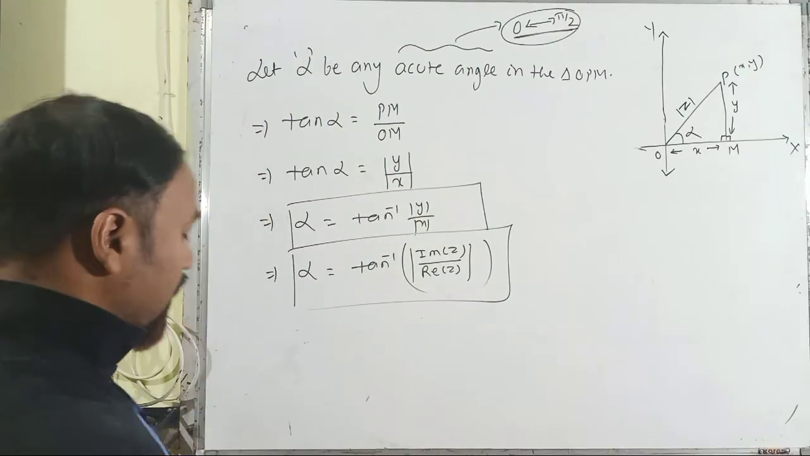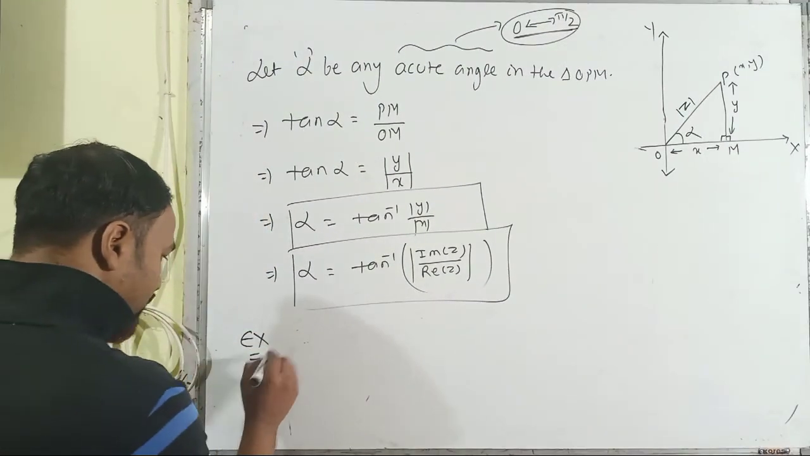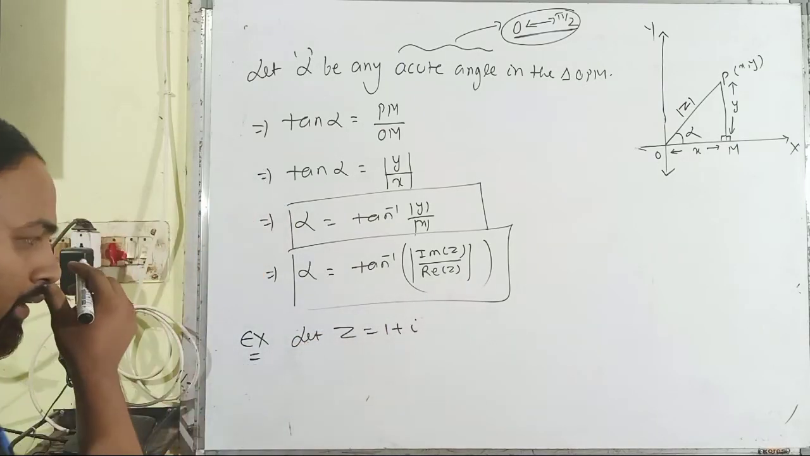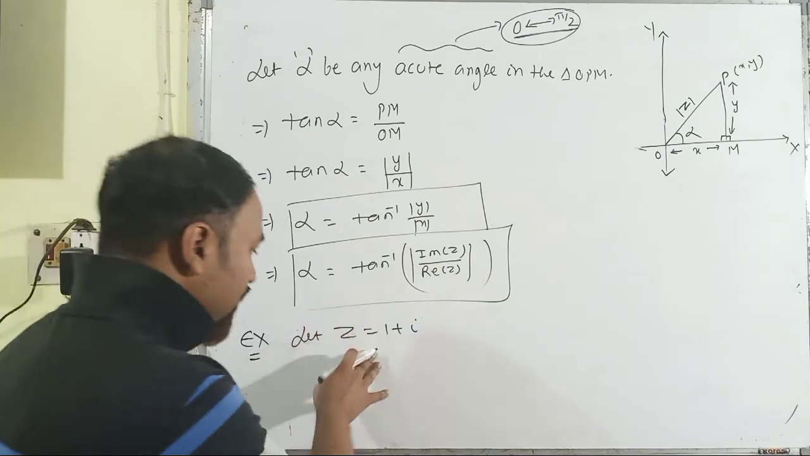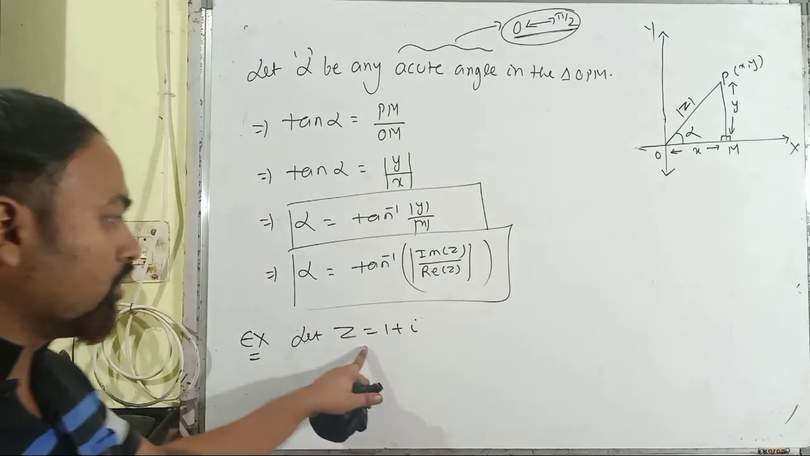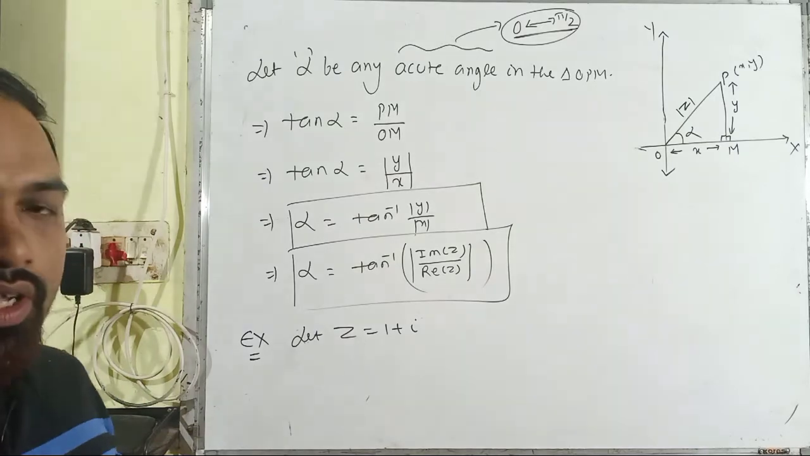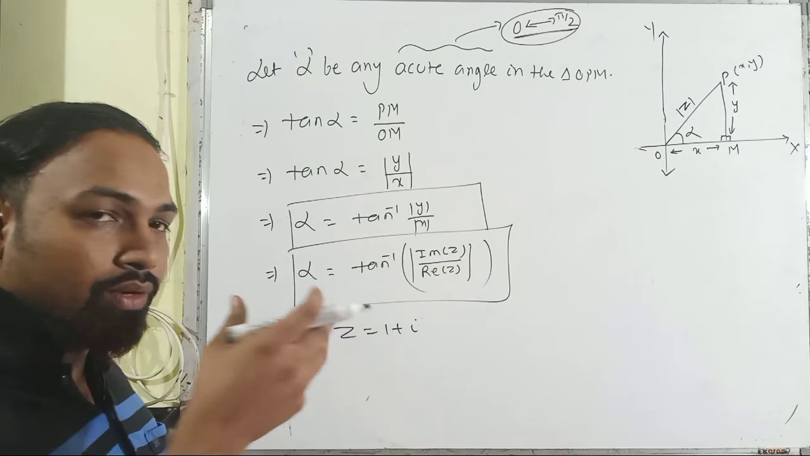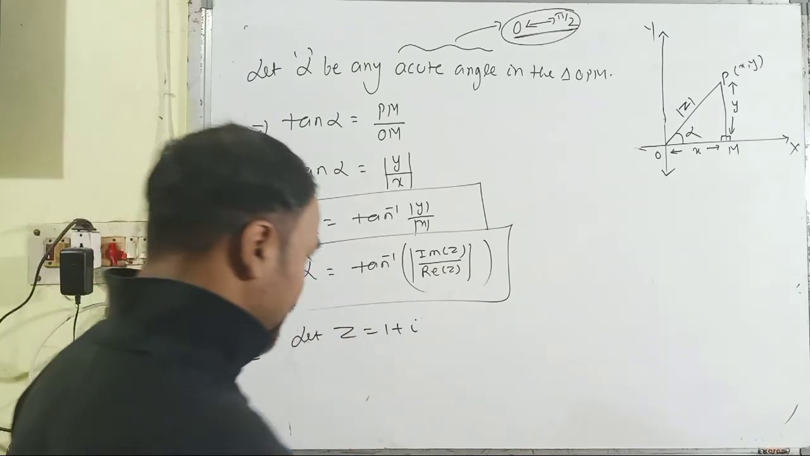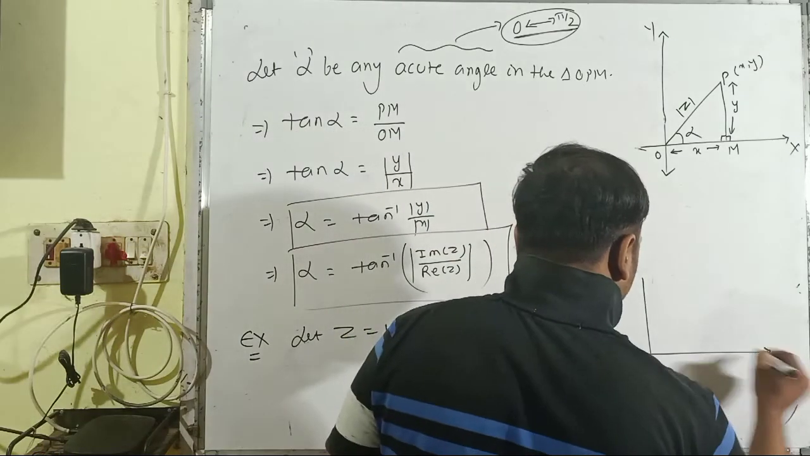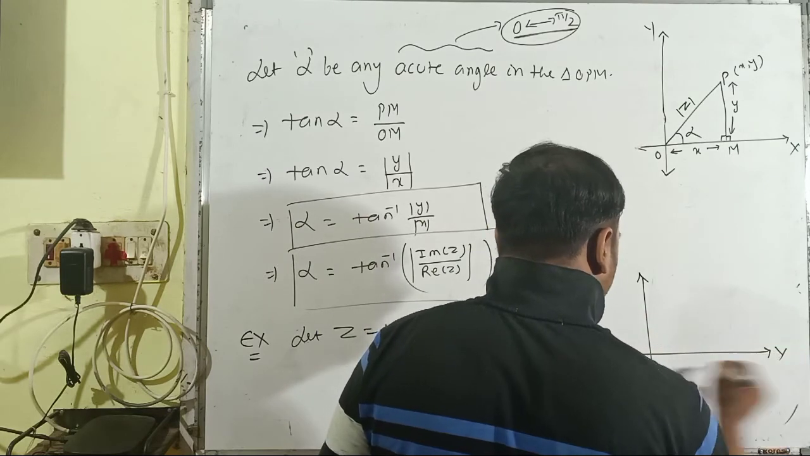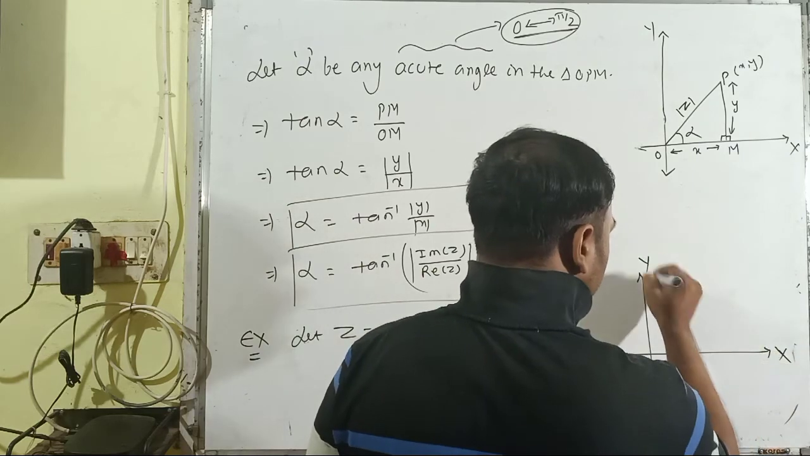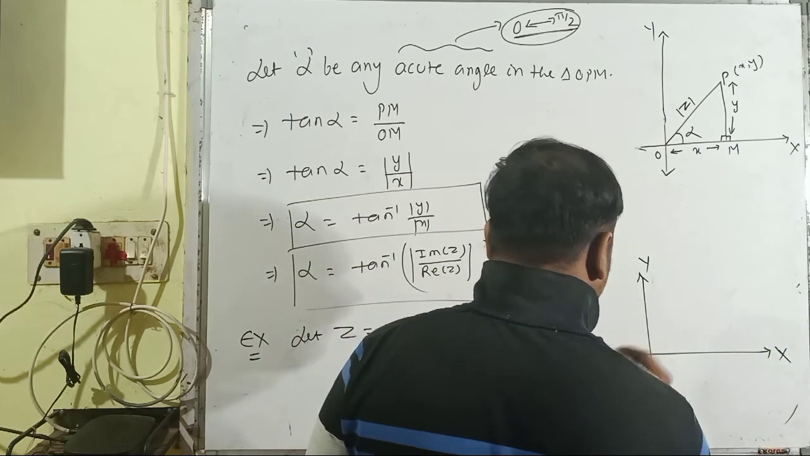So let us consider an example here. Let z is equal to 1 plus i, and we have to plot the corresponding point of this complex number, and then find the acute angle alpha between the line segment OP and the x-axis. So here it is the xy plane, and y and y dash meet each other at the origin.